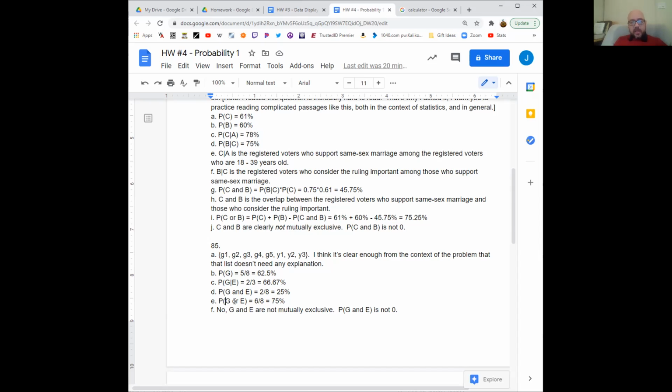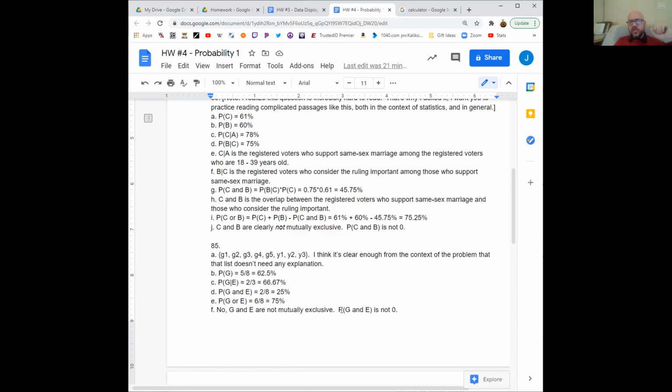G or E, you could use the formula here, but I think it's easier not to, right? So we could either get a green card or an even card or both. So that means we count all the green cards plus tack on all the yellow evens, right? So there's 5 green cards and 1 yellow even, Y2. And so any of those 6 count, so 6 out of 8.